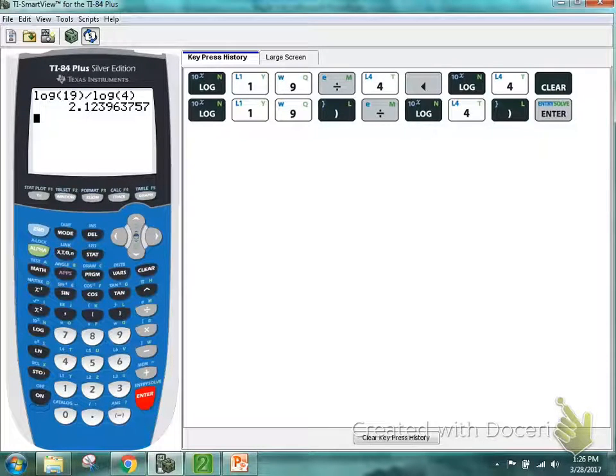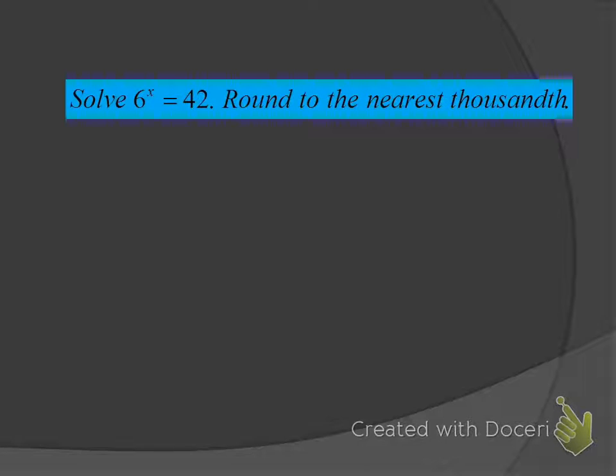Okay? Round it. Round it to thousandths. Hold on. Okay? So when you round it to thousandths, 2.1239, you make it 2.124. Okay? So go ahead through this one just real quick. Give you about a minute and a half or so. 6 to the x equals 42.